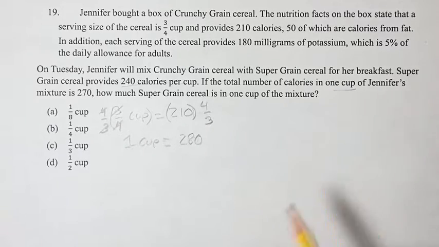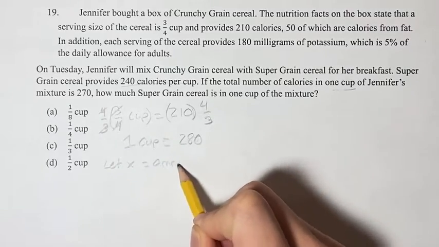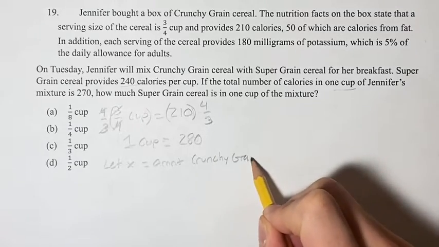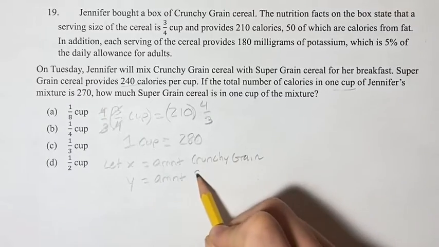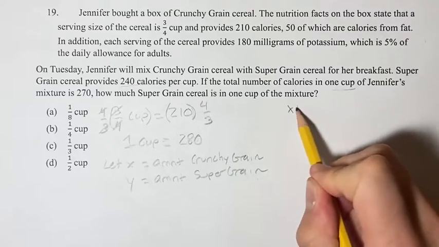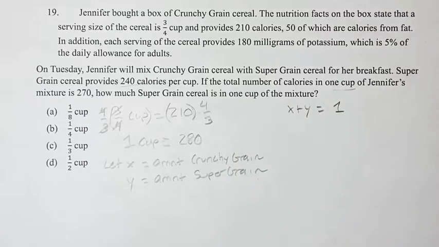So we're looking at 1 cup of the mixture. Let's say X is the amount of crunchy grain in this mixture, and Y is the amount of super grain. Those amounts combined, X plus Y, is equal to 1 cup, so just 1.